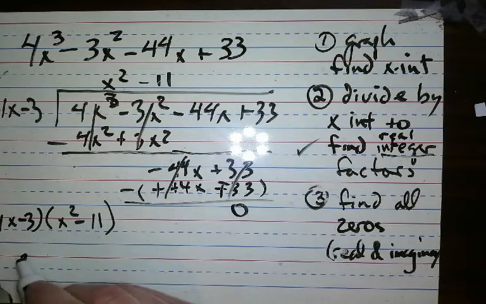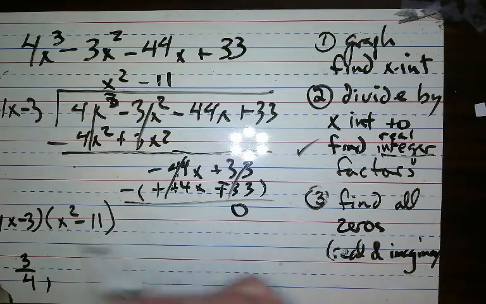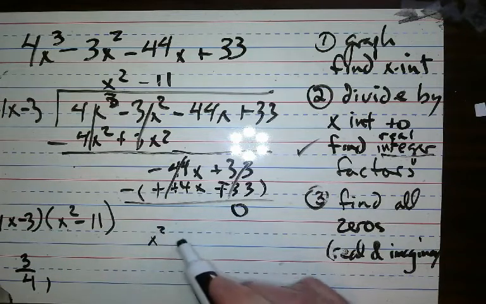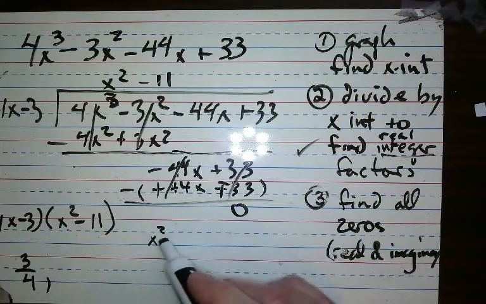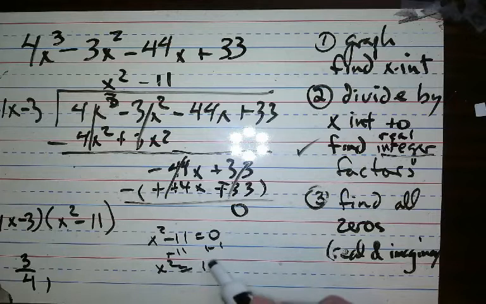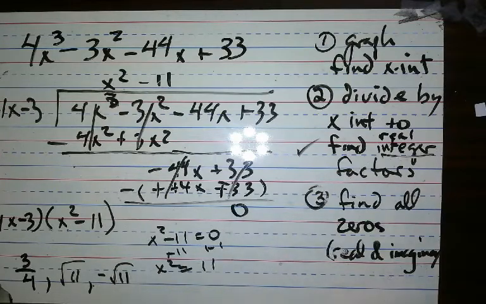All right. So now, what's the answer to this guy? Well, that would be 3/4. We already know that, right? 3/4. What's the answer to this guy? Now remember, this is the kind you can do this with if you wanted to. X squared minus 11 equals 0. Add 11. X squared equals 11. So then the square root of 11 or the negative square root of 11 is the answer.